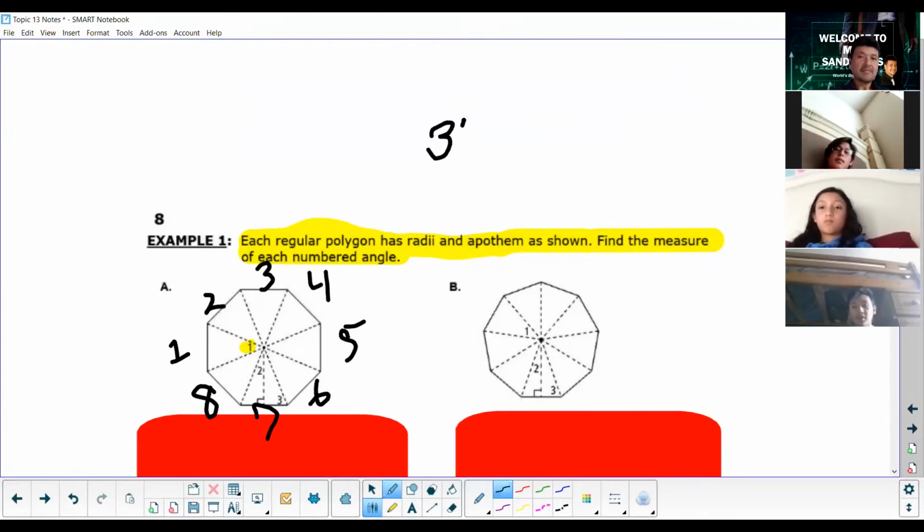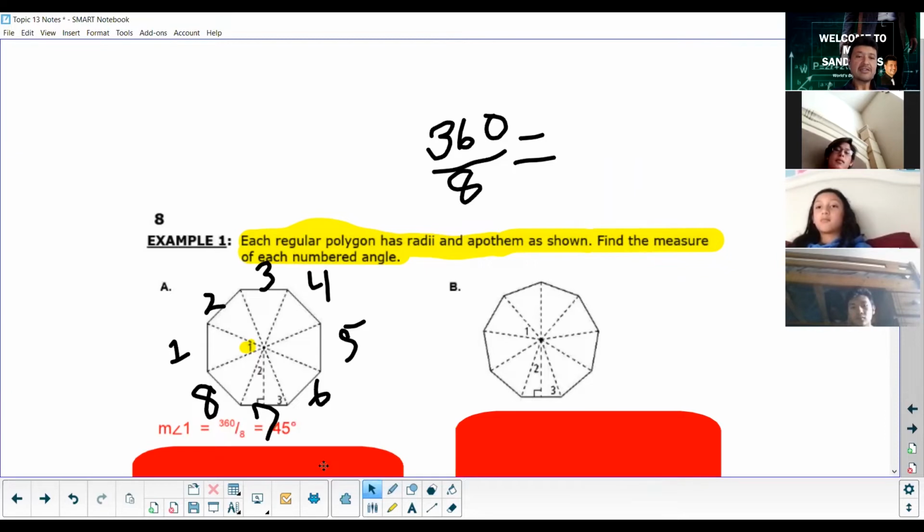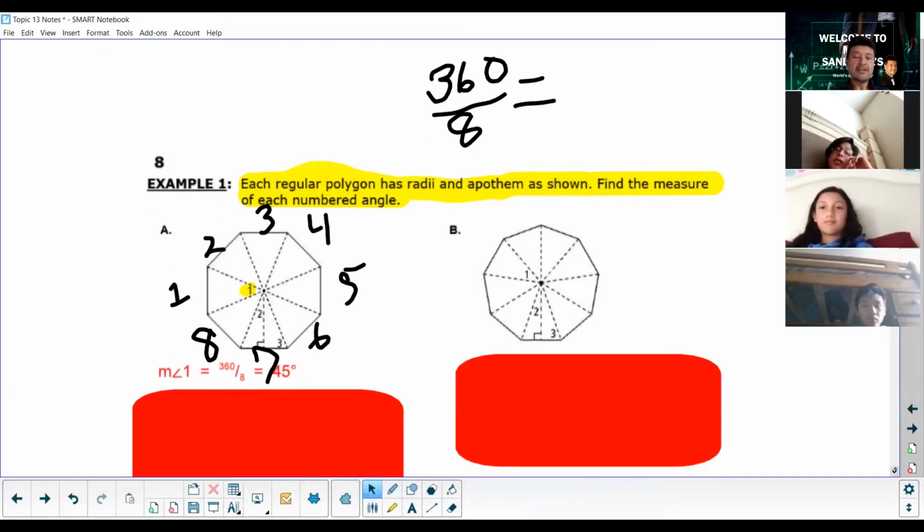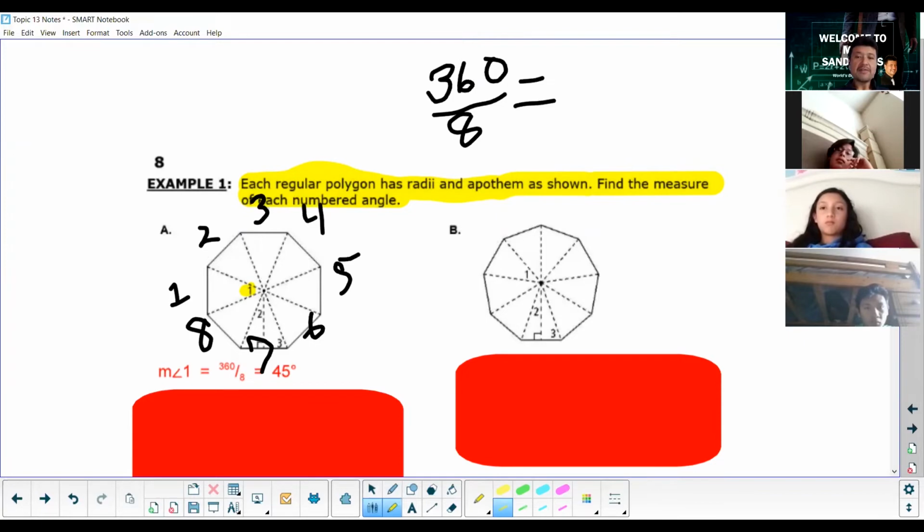360 divided by 8, which I think they probably have figured out for us. Let's see. Yeah, 360 divided by 8. Actually, 45. You see how that shows up right over there? Okay. So as a result, let me move this. We're guaranteed that this is how you find the measurement of angle 1.